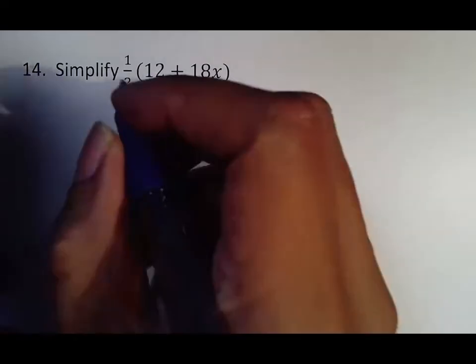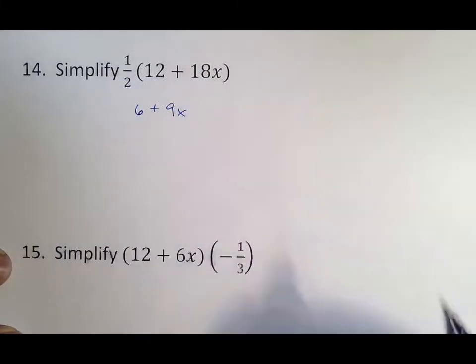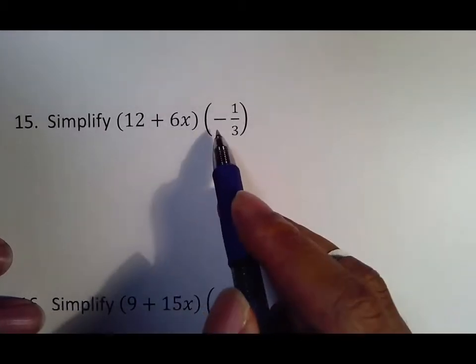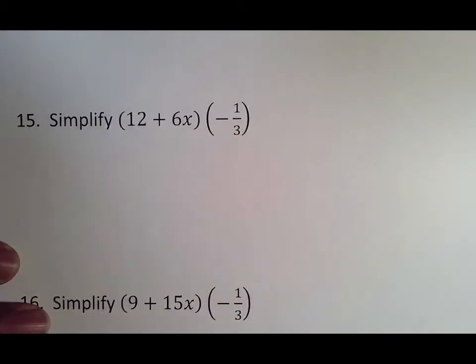Again, 12 divided by 2 works, which is 6. 18 divided by 2 works, which is 9, and attach your x. Another type has the number in the back. Again, it's the same as if it was in the front, but it's in the back.